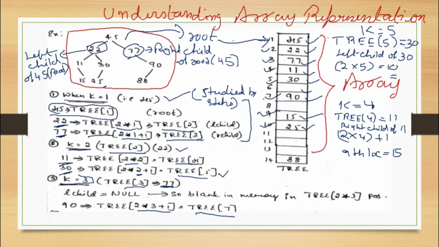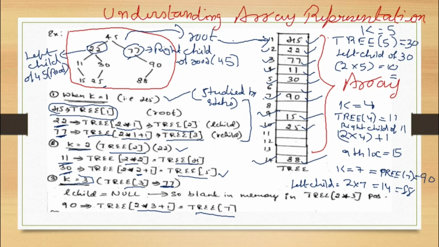Next we have the 7th location. So you are supposed to take the last one, k is equal to 7, which is nothing but 90, 3 of 7, which is nothing but 90. So how do you find it now? You have a left child, correct? So 2 into 7, it is the left child, which is nothing but the 14th location. So 88 will be stored in the 14th location. That is what we have seen.